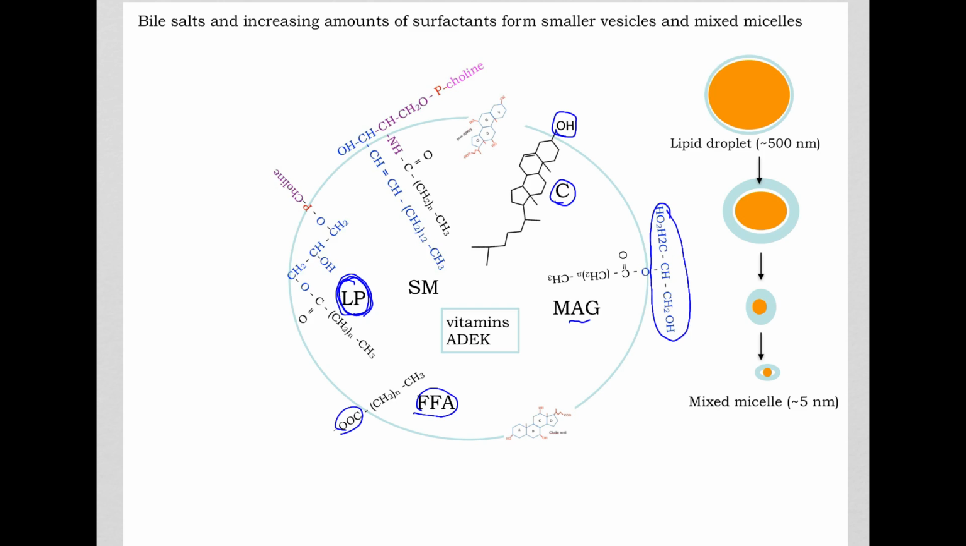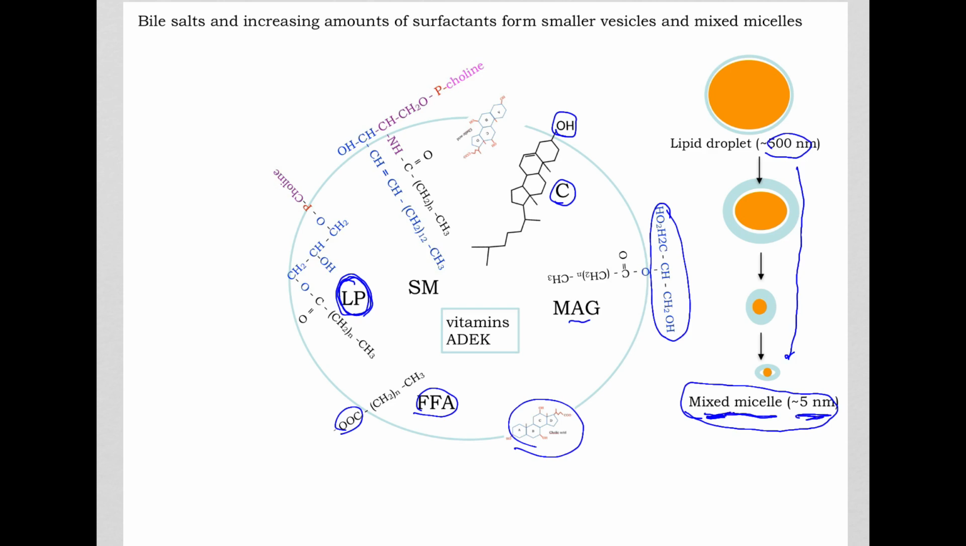So the increasing amounts of surfactant in this lipid droplet is going to make the droplet smaller and smaller, and in the presence of bile salts as well as peristalsis, what we eventually get is some very small particles that we call micelles, and these are mixed micelles, about 5 nanometers in size.